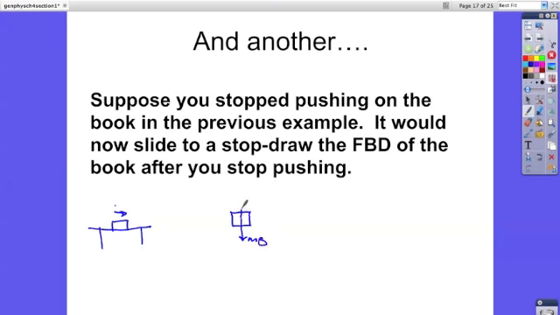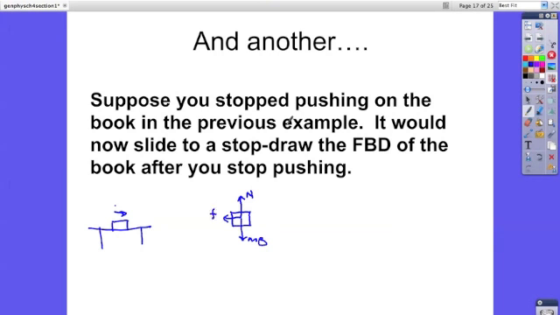Weight and the normal force, equal and opposite. Okay, it is still moving to the right. It hasn't stopped moving yet. You pushed it, you accelerated it, you stopped pushing it, it's going to slide to a stop. But there's no rightward force anymore because you're not pushing it. But there is still a frictional force.